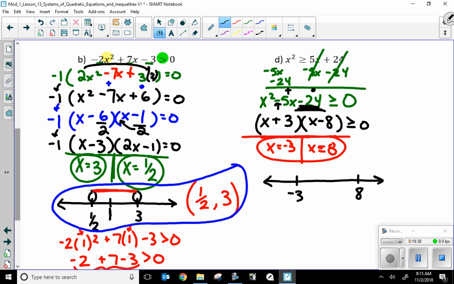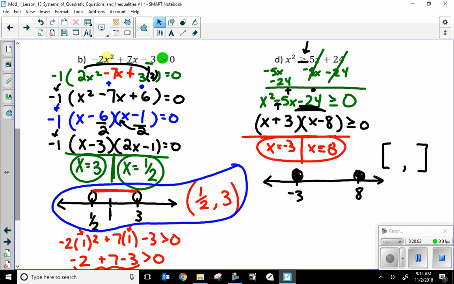Are those going to be filled in or empty? I look here and there's a line underneath it, so it is filled in. Not only does a line underneath it tell me that the dots are filled in, that tells me I'm going to use square brackets for my interval notation. The million-dollar question is, am I going to have the solution be in between my -3 and 8, or is it going to point to the outside like problem C did? So let's find that out.